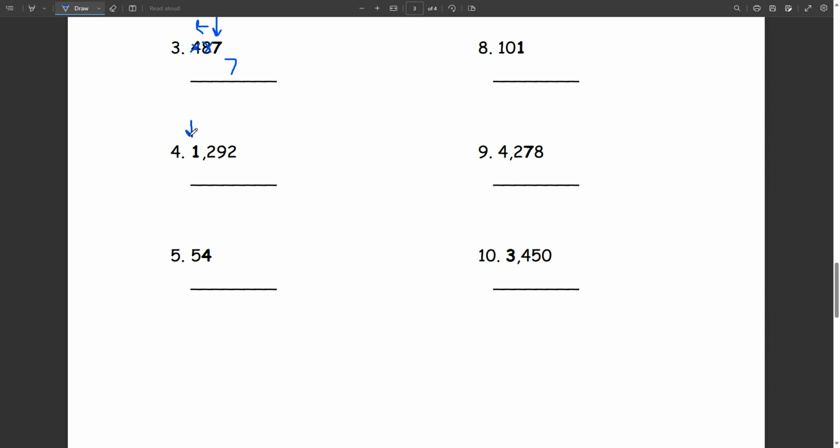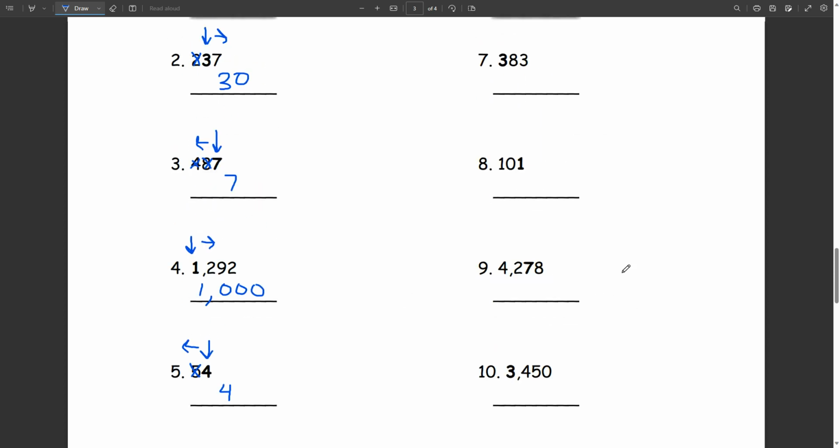Number 4, we have our 1 here, which is the bolded number. And whatever's on the right turns into 0. So 1, comma 0, 0, 0, which is 1000. Number 5, our bolded number is 4. Whatever's on the left, we just cross out. And then there's nothing on the right of 4. Our answer is just 4.